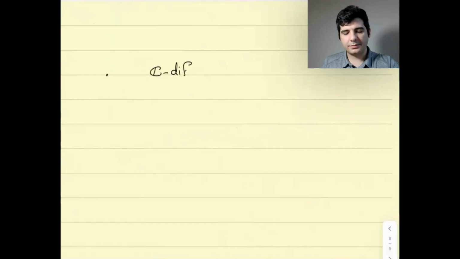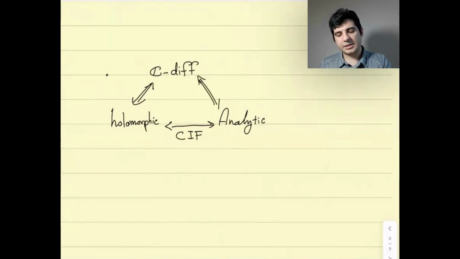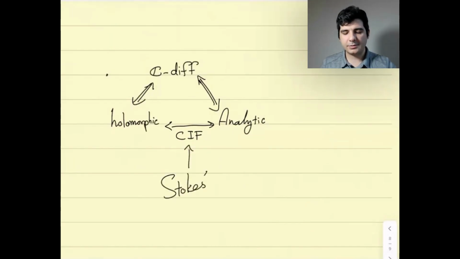So let's go back to our picture. We learned complex differentiable is the same as holomorphic. Now we proved holomorphic implies analytic. In the previous part, we proved analytic also implies holomorphic, using Cauchy's integral formula. Therefore, analytic is the same as being complex differentiable. The only part which we didn't completely prove is Cauchy's integral formula, and that follows from Stokes' theorem, which we are going to prove in the next lecture. So this is our big picture: being complex differentiable is the same as holomorphic, is the same as analytic. Okay, this is a good place to stop this lecture.